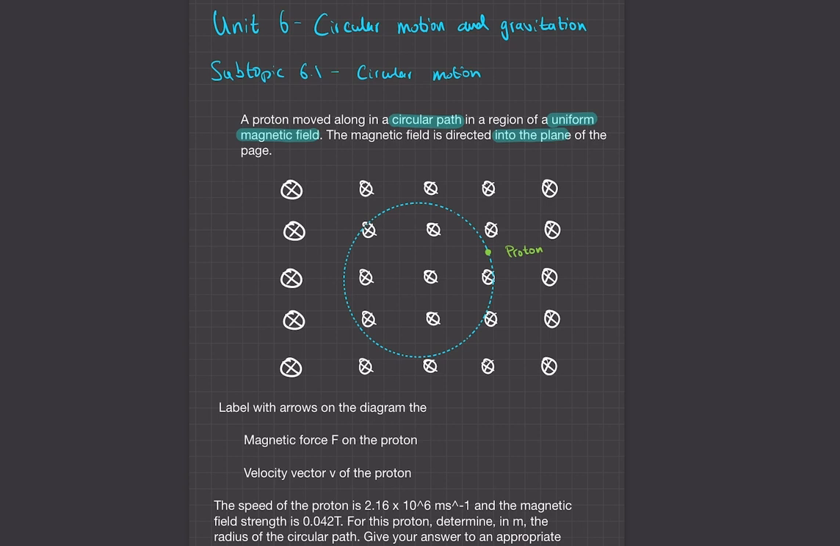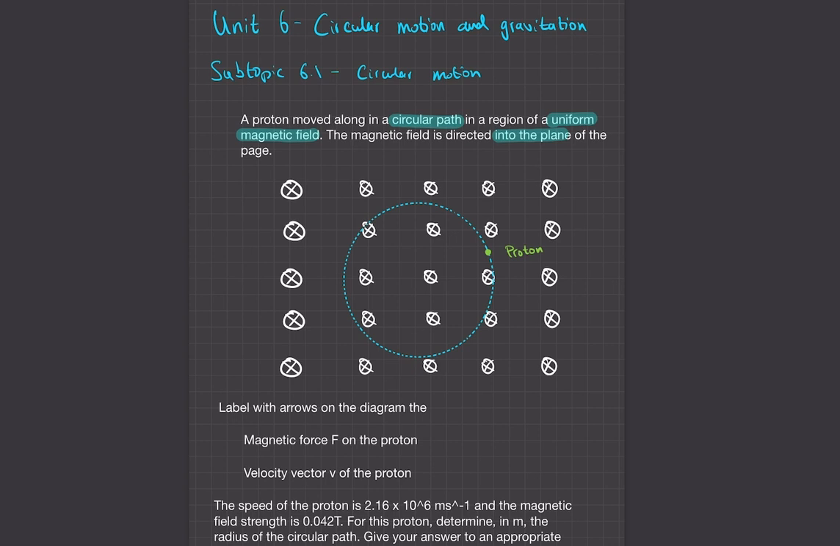In general, for circular motion, what we need is a force directed inward. If we imagine a circle like this dotted one here, in order for there to be circular motion, an object has to be experiencing a force that is directly into the center of the circle. That is one of the necessities for circular motion. So whenever we have circular motion, we're going to have a force directed into the center of the circle. And that actually answers the first part of the question, which is talking about the magnetic force F on the proton. But that's skipping ahead.